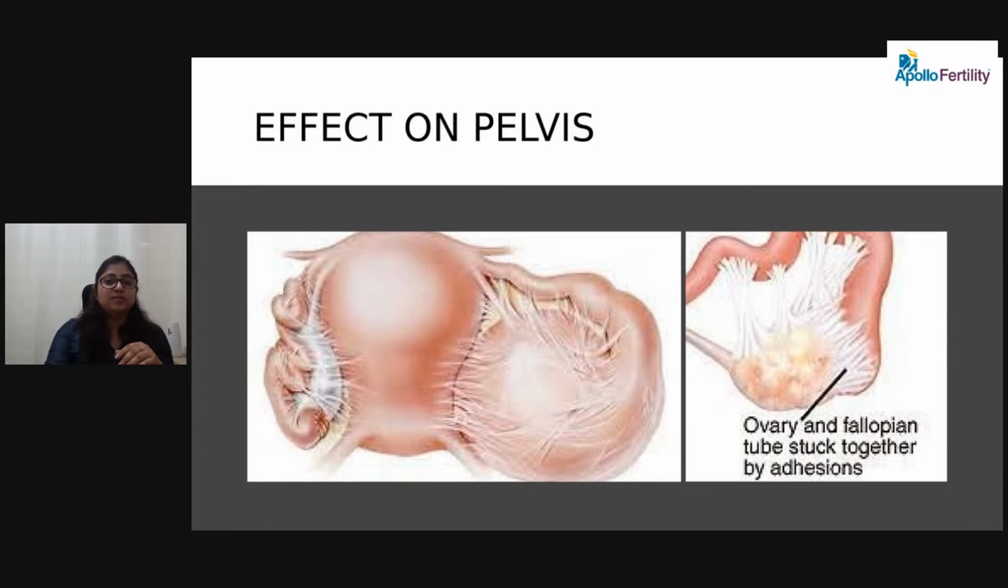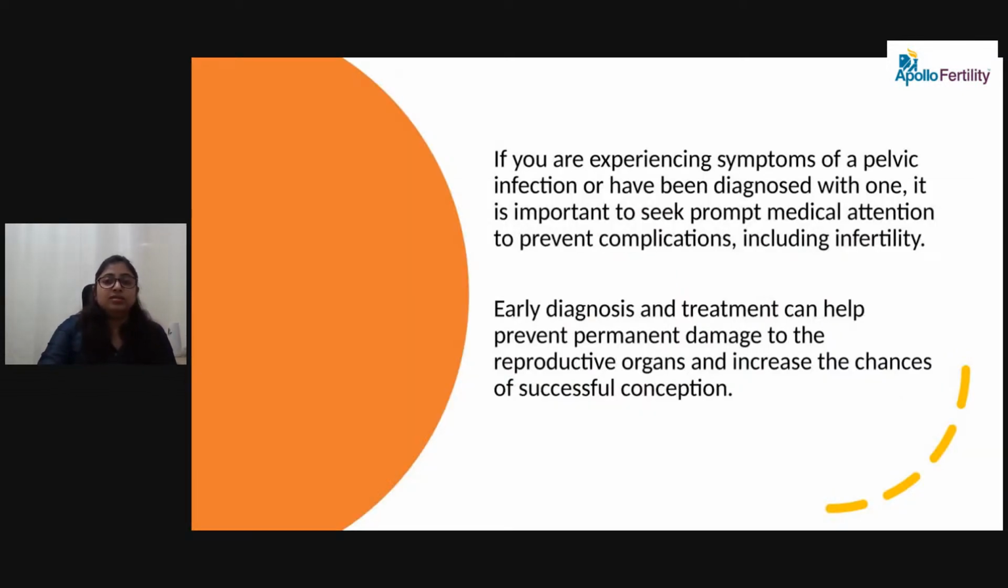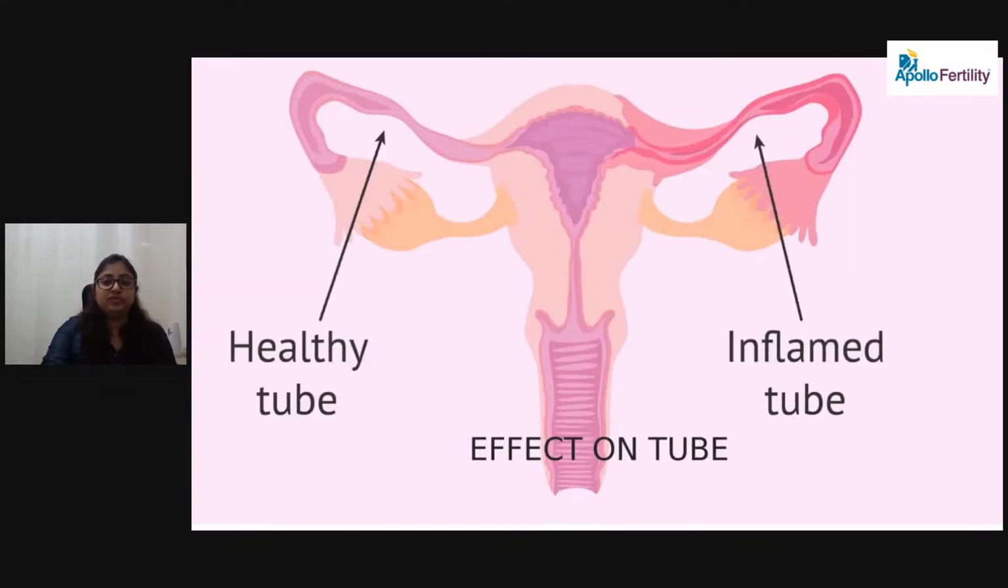Then it forms scar tissue, and at several places the scar tissues are formed, and this leads to a totally different architecture. The scar tissue disturbs the normal relationship between the tube, ovary and the uterus, which is required for any fertility or pregnancy to happen. So what is the effect of these?